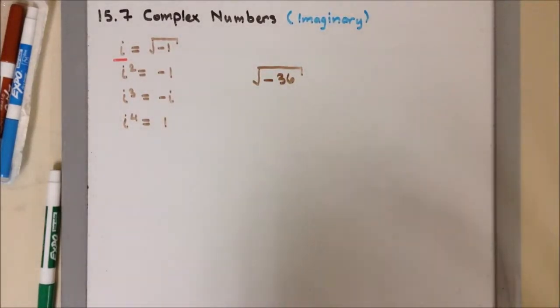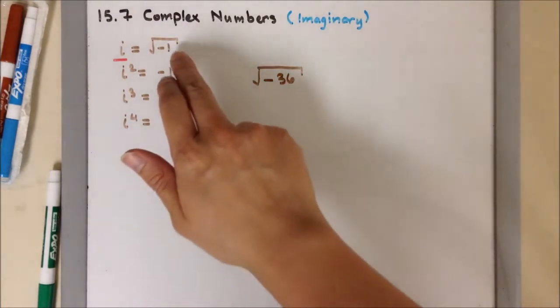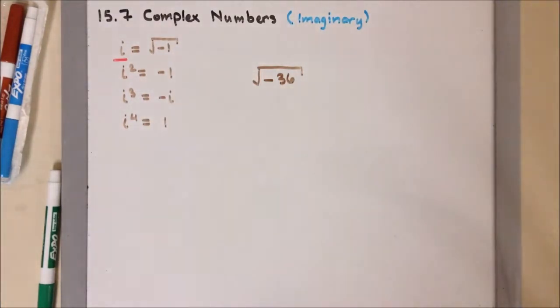Here, we're working on simplifying square roots, and it's going to be square roots of a negative number. So I mentioned before that square roots usually work with positive numbers. In this case, we start off with negative 36. So what we're going to do is basically use the square root of negative 1.